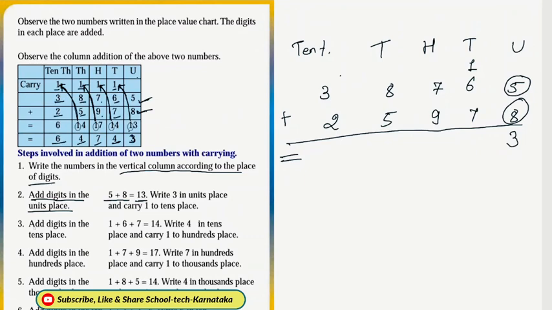Now the next step is to add the digits in the tens place. At tens place we have 1, 6 and 7. 1 plus 6 plus 7 is equal to 14. We write 4 at the tens place and carry 1 to the hundreds place. The next step is to add the digits in the hundreds place. At hundreds place we have 1, 7 and 9. So if we add 1 plus 7 plus 9, we get 17. So we write 7 at hundreds place and carry 1 to thousands place.